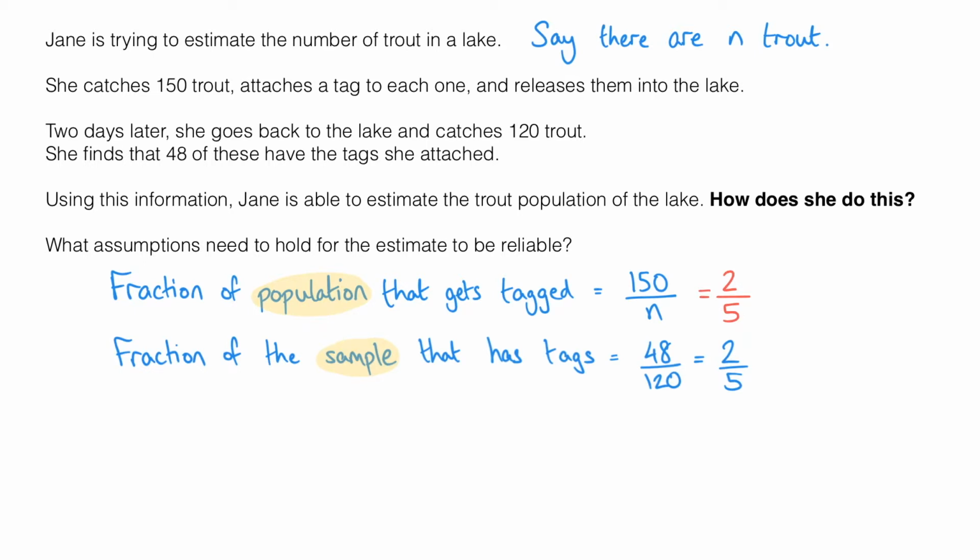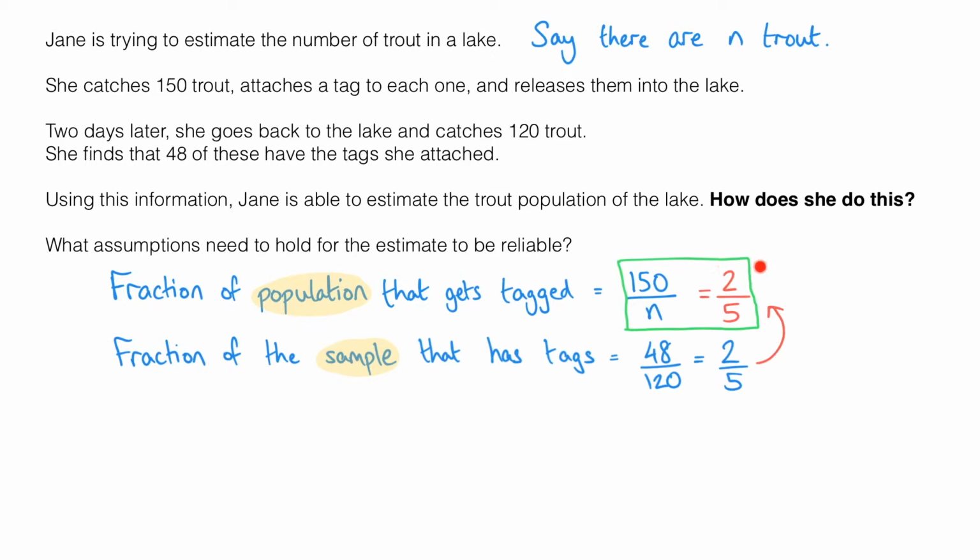I'm just taking this fraction here and putting it there. And now we've got an equation we can solve. We already said the fraction of the population that got tagged was 150 over n, and this fraction here must be equivalent to this fraction here. So all we need to do is solve this equation to work out what n is.